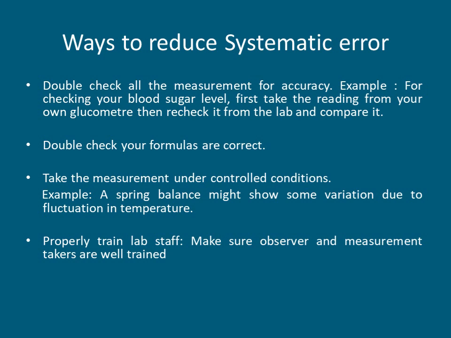Take the measurement under controlled conditions. Example, a spring balance might show some variation due to fluctuation in temperature. Environmental conditions like dust, temperature, humidity can affect the result. Measurement should be performed under a standard environment. Properly train lab staff. Make sure observers and measurement takers are well trained.